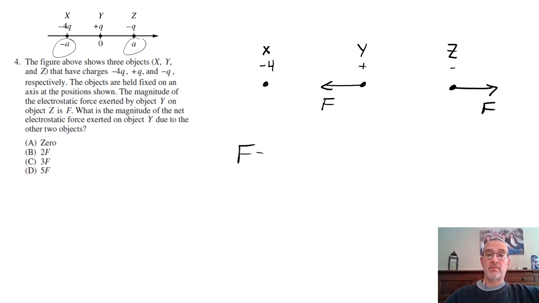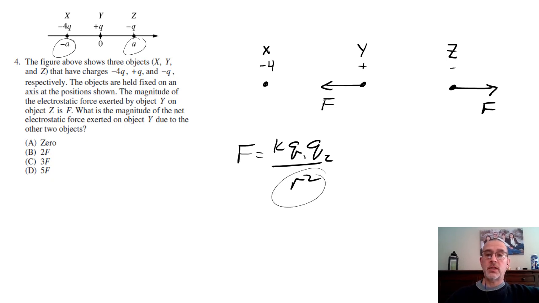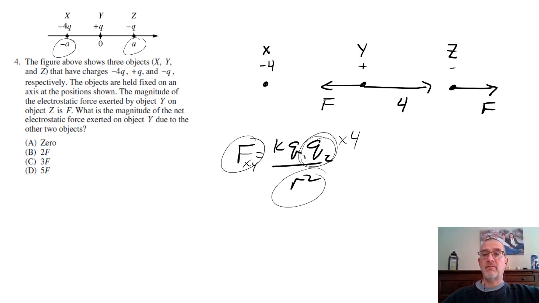Now, the magnitude of the force is k Q1 Q2 over R squared. So the R is the same, but one of those charges is going to be 4 times as much. What that means is that the force from X on Y is going to be 4 times as much as the force of Z on Y. So if that's a force to the left of F, then because of X, we're going to have a force to the right of 4F. And so if I have 4F to the right and just F to the left, the net force is going to be 3F to the right. So that's going to be answer C.